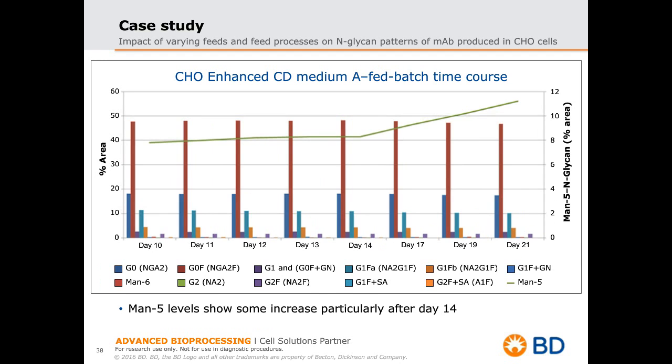This particular slide shows the N-glycan distribution of the enhanced media condition during the fed batch time course. Comparing this data to the batch condition, the levels of MAN5 are higher at day 10, where they are approximately 8%, compared to the 6% in the batch condition from the previous slide. This again shows small differences between the batch and fed batch approaches. The levels of MAN5 show some increase during the time course, particularly after day 14, where they rise to approximately 11% by day 21.